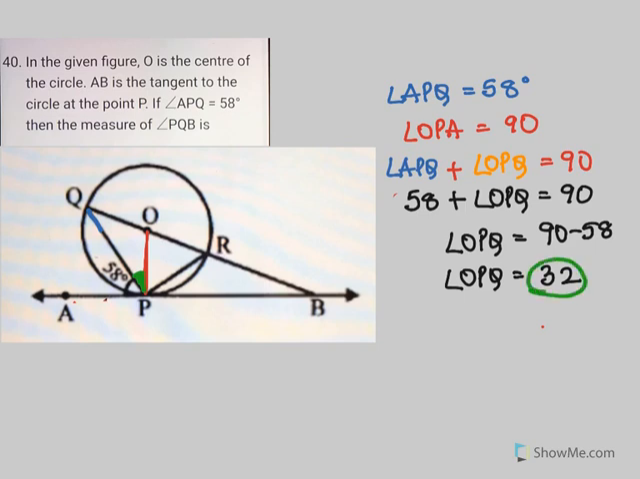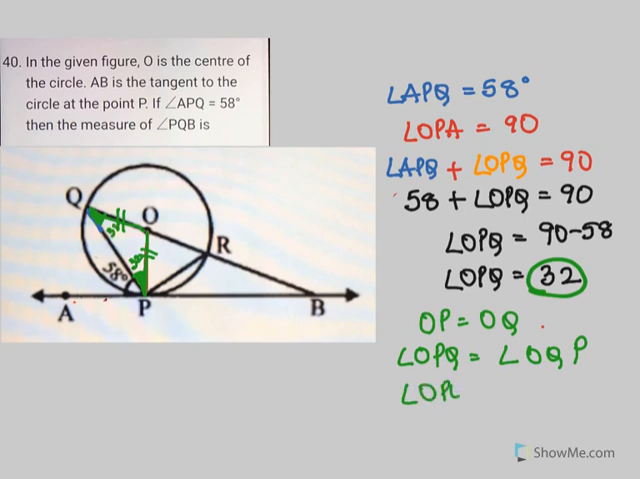And here, if you see triangle OPQ, we know OP equal to OQ, radii. Therefore, these two angles are equal. The green angles, angle OPQ will be equal to angle OQP or PQO. So this is 32 we have calculated. So this angle will also be 32.